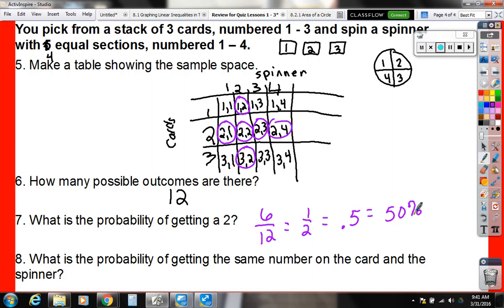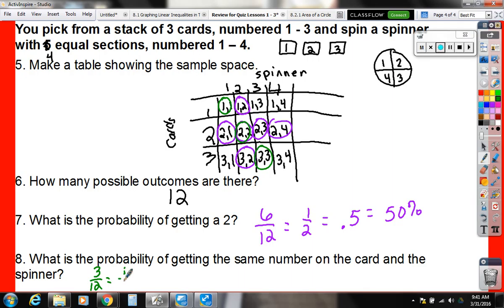Okay, number 8 asks us, what is the probability of getting the same number on the card and the spinner? So we have to look at how many of those choices give us the same number. Hannah? 3. What are they? 1, 1, 2, 2, and 3, 3. Good. We could get both 1s, both 2s, both 3s. We can't get both 4s because there are no cards with a 4. So what's the probability? 3 out of 12. What does that reduce to? Well, you should divide by 3 so you would get 1/4.